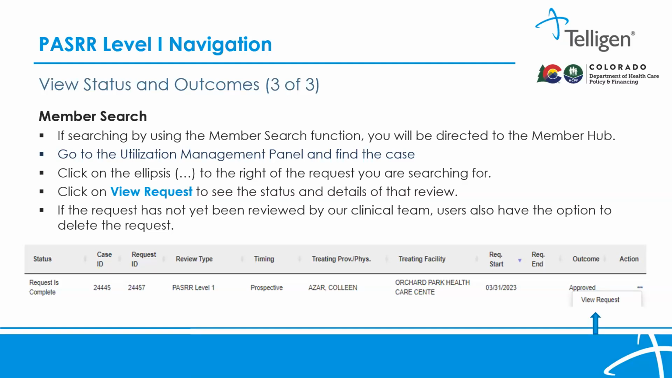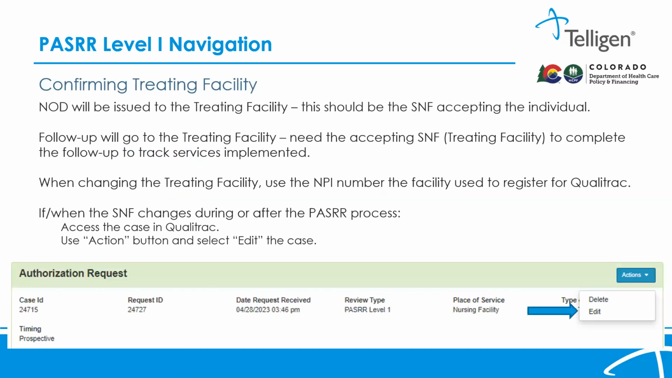In the next slide, once you're in the case, we want to ask you to confirm the treating facility. If you remember the information that Cassie and Beth both gave you, the treating facility is going to be the nursing facility that the person went to. In some cases, that treating facility may change depending on what happens in the course of you working with the nursing facilities to determine where the person will go.